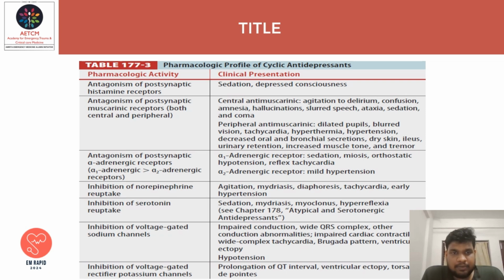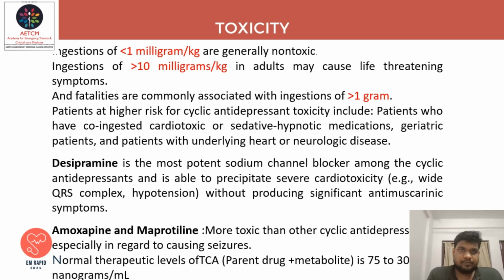Inhibition of voltage-gated sodium channels causes impaired conduction, wide QRS complex, and conduction abnormalities. Inhibition of voltage-gated potassium channels causes prolongation of the QT interval, ventricular arrhythmia, and torsades de pointes.